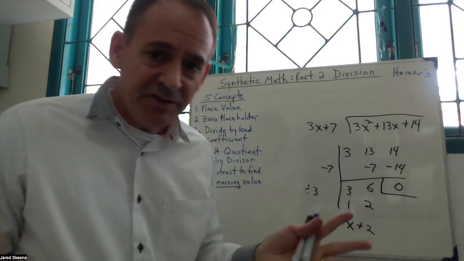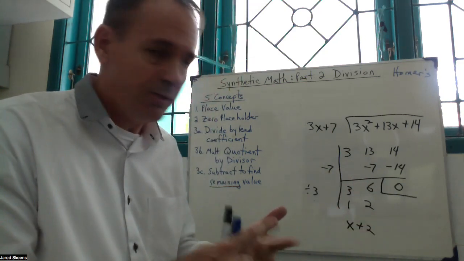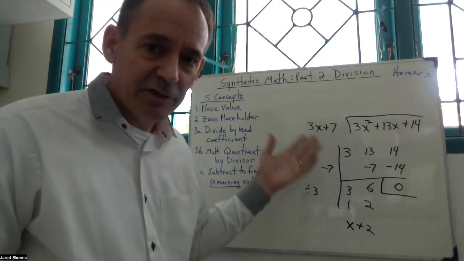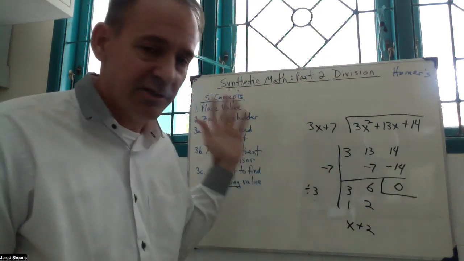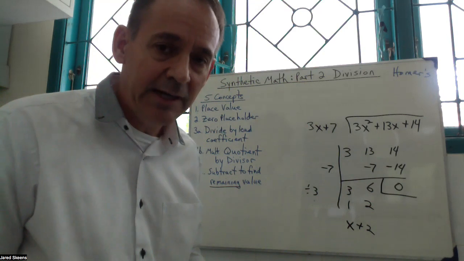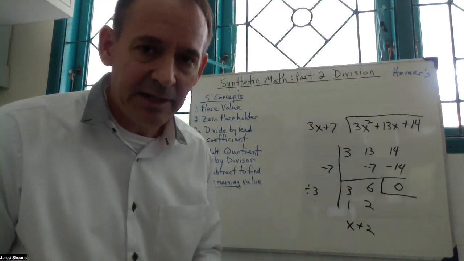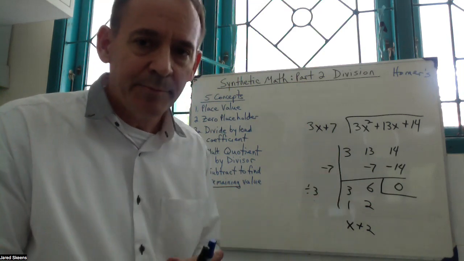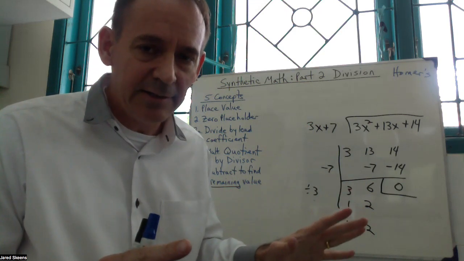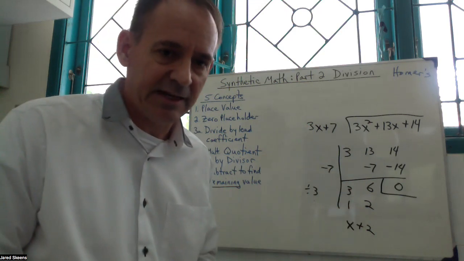So that's synthetic division. You can do it with polynomials. You can do it with quadratics, cubics. You can do it with lead coefficients greater than 1. You can even do it with complex numbers. It gets a little tedious. But anything that you can divide with long division, you can divide with synthetic division.